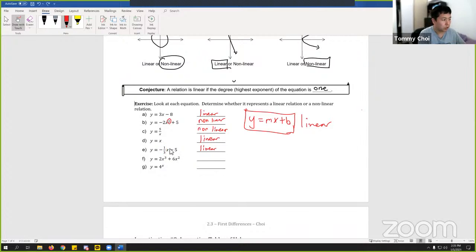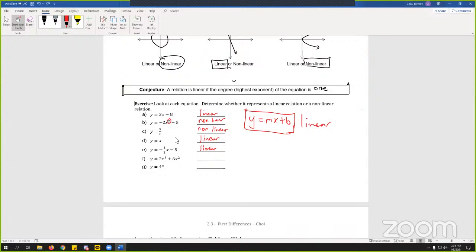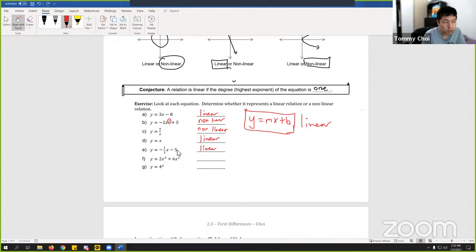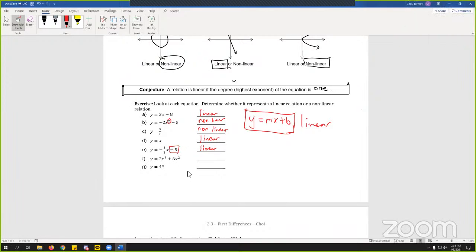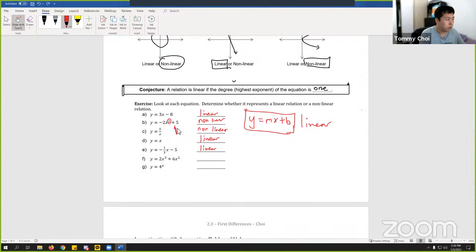Can I say something? Yes. You're saying that any equation that has a constant is linear. What do you mean by that? Because the constant is the number that comes after. It comes after the operations. You're saying whatever number has an operation is linear. Actually, no. If you look at question B, it has one too. It's nonlinear because the exponent is 2.